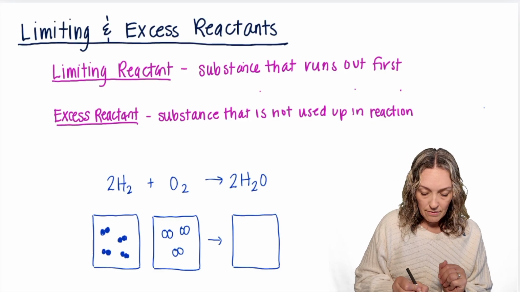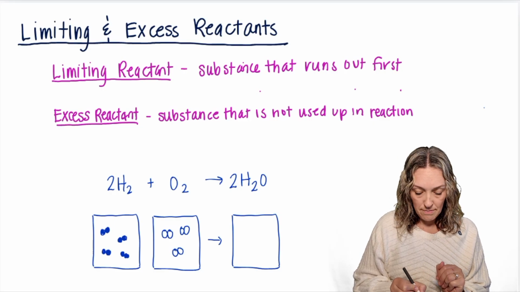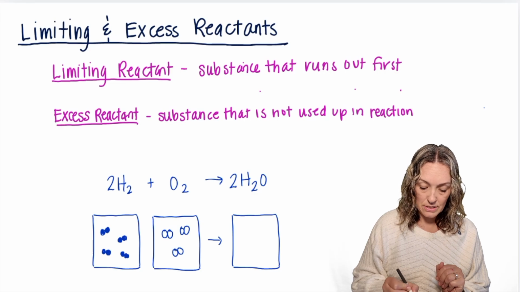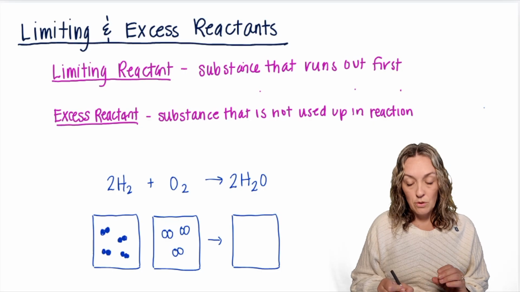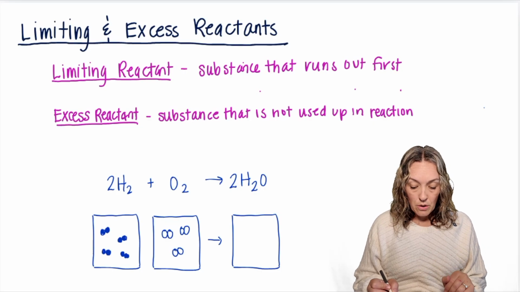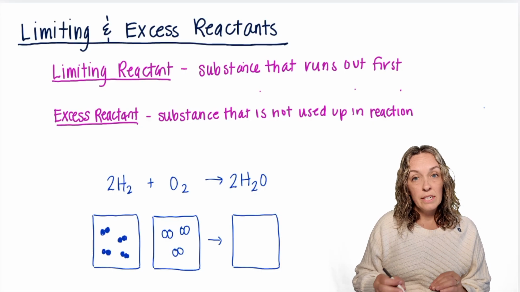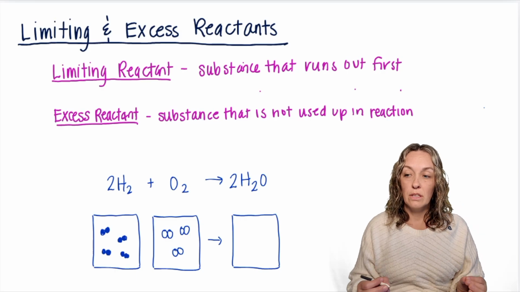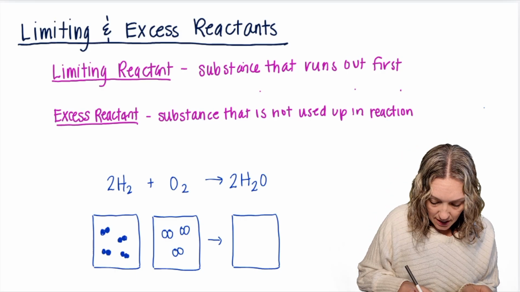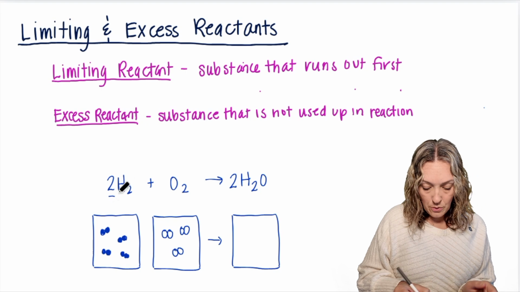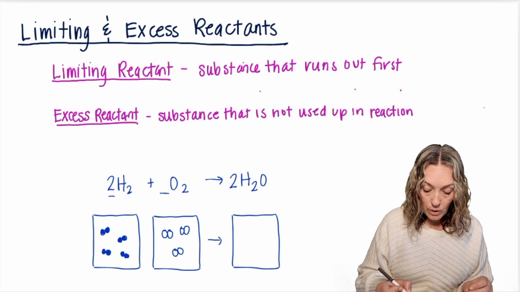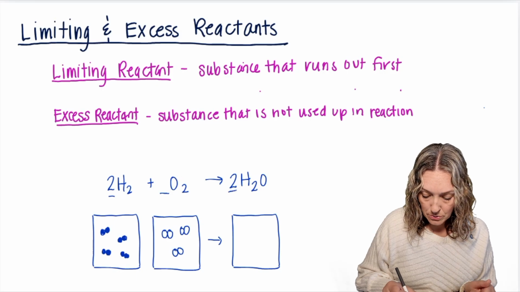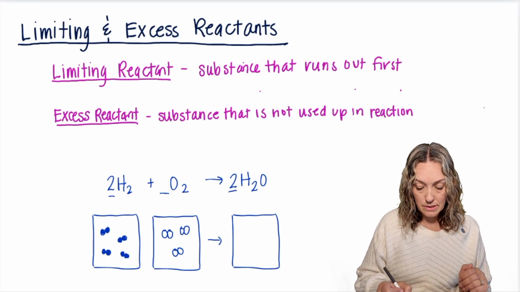So here I have H2, drawn with the closed dots, reacting with O2, the open dots, in order to form H2O. We are going to look at this and determine from this picture which is our limiting reactant and which is our excess. The coefficient tells me that it takes 2 hydrogen molecules and 1 oxygen molecule to produce 2 water molecules.